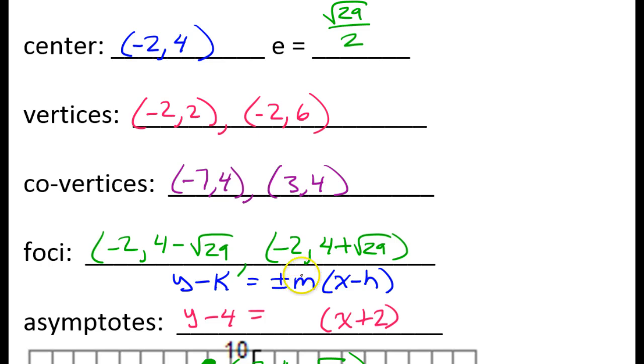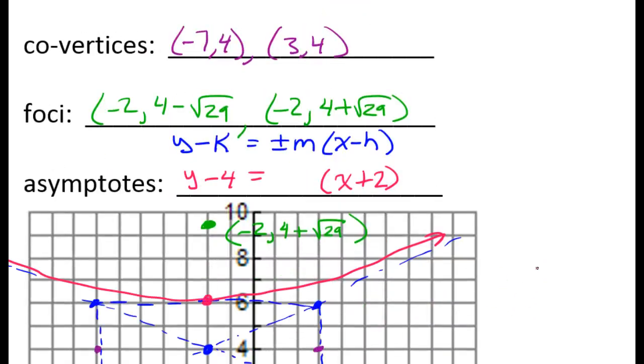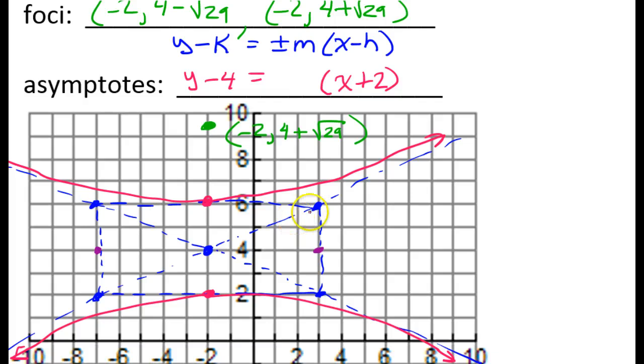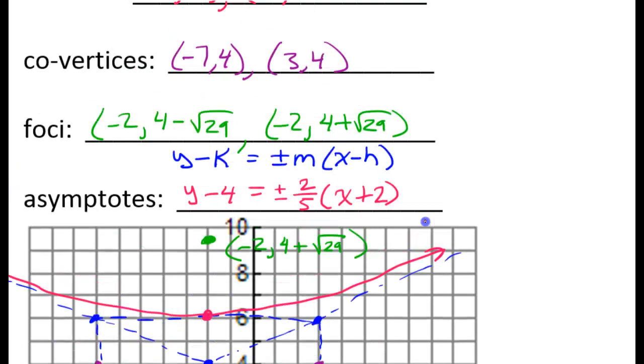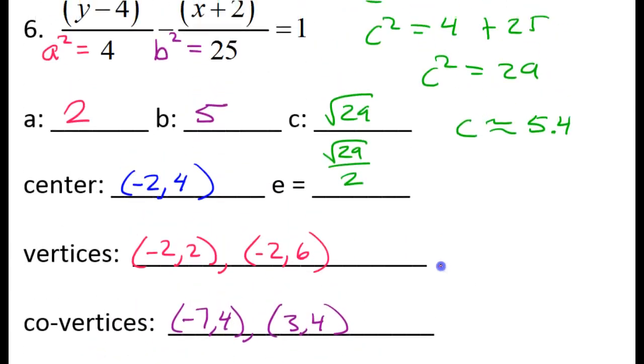Now we just need to put the slope in. So let's look and find the rise and run. Just look at this portion of the asymptote. Do you see how it goes up 2 and over 5? Rise over run. So the slope is 2/5. So we're just going to put plus or minus 2/5. The plus or minus is so that we can have one equation that represents both asymptotes, the upward sloping asymptote and the downward sloping asymptote. So that's going to do it for number 6.